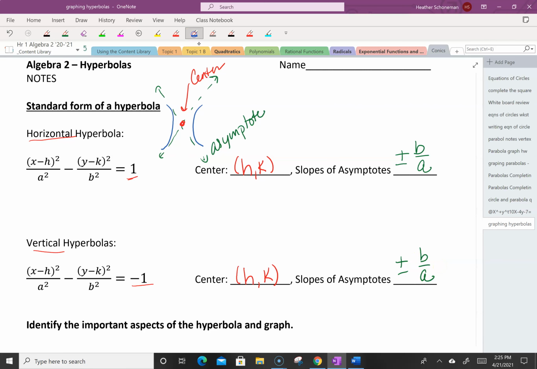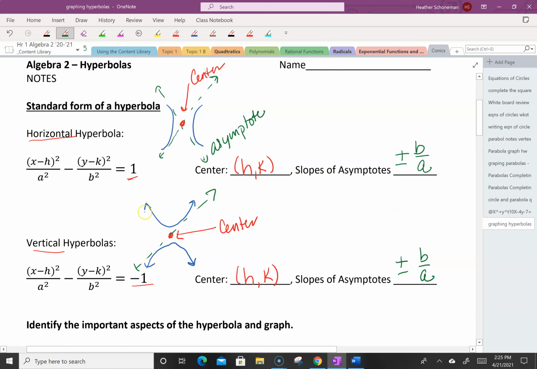Now the graph of this is obviously going to look different though. The vertical one looks like this. We've got the center here, and then the asymptotes will look like this and be our guide for how we draw in the arc.